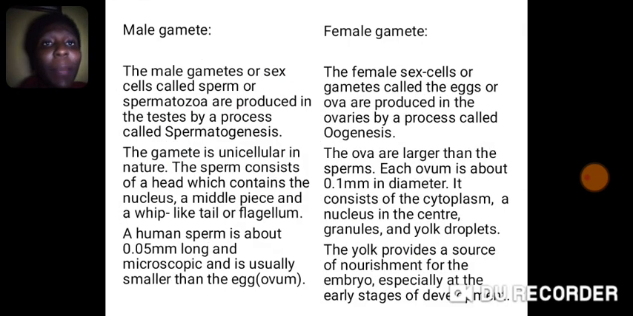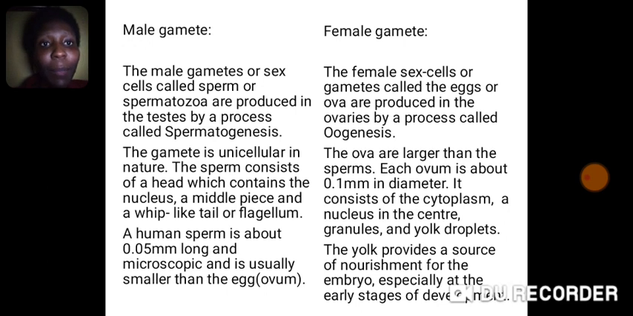So comparing the male gamete or the spermatozoon with the female gamete or the ovum, let's take a look at the male gametes. There are many. They are called sperm cells, or spermatozoa, and they are produced in the testes by a process called spermatogenesis. The gamete is unicellular in nature, that means it is single-celled. The sperm consists of a head which contains the nucleus and the acrosome. It also has the middle piece and the whip-like tail called the flagellum.